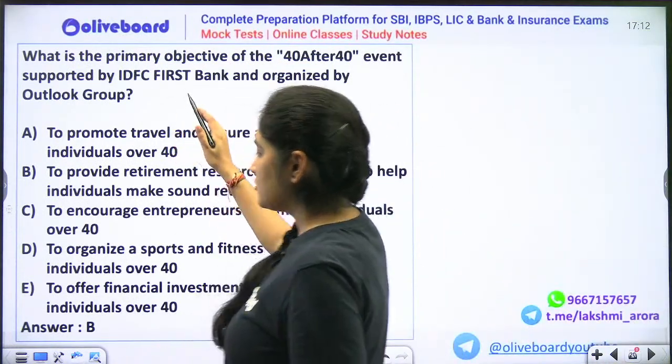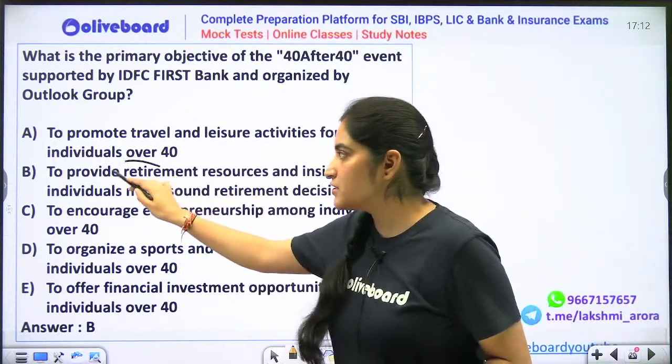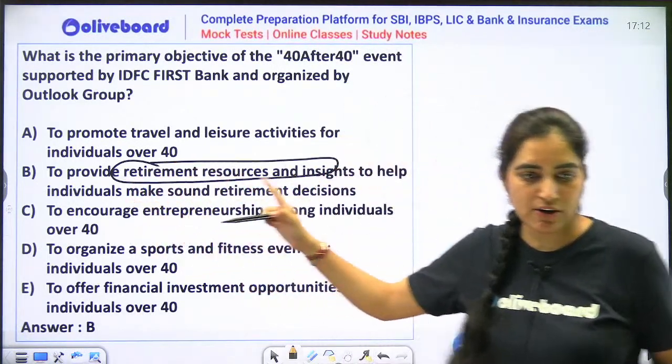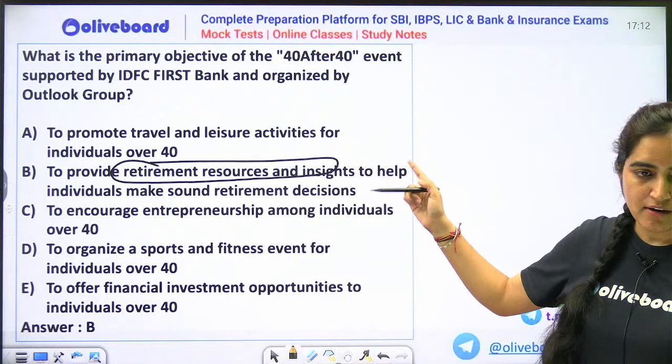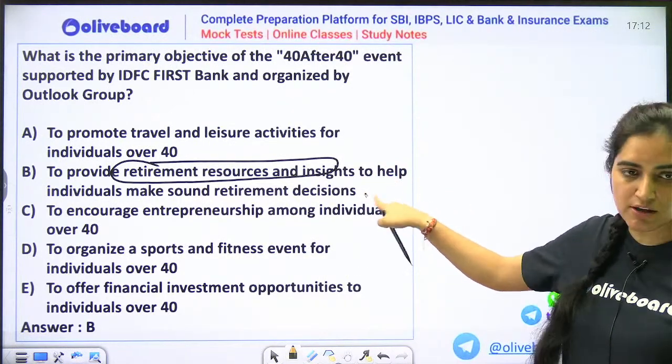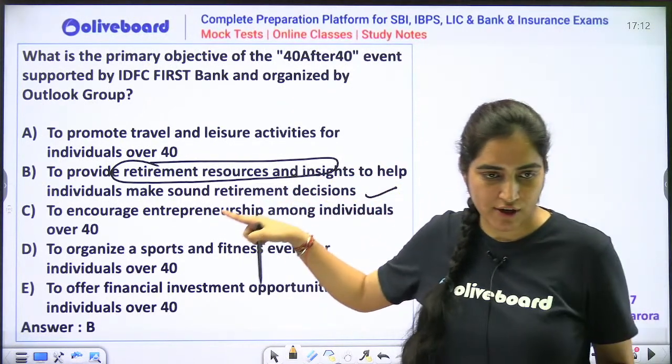Next thing, what could be the correct answer? The answer is this option, because it talks about retirement and retirement related insights for the people who are above the age of 40.